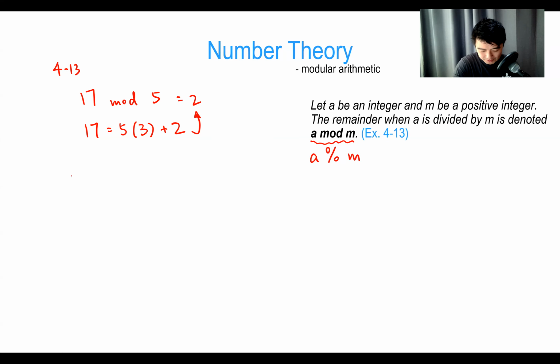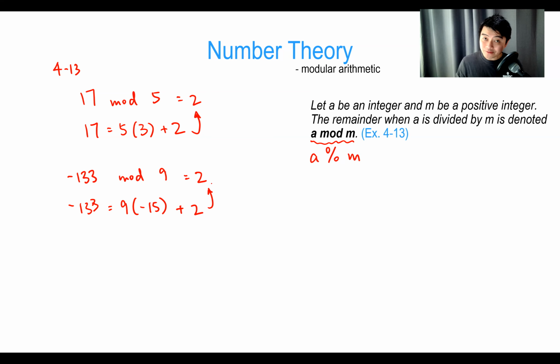Let's give another example here. What if I had negative 133 mod 9? This is equal to 2. So negative 133 is equal to 9 times negative 15, so please verify my math here, plus 2. Now remember, once again, that the remainder has to be between 0 and d minus 1. If I'm dividing by 5, the remainder has to be 0, 1, 2, 3, or 4. If I'm dividing by 9, the remainder has to range from 0 up to 8. So just remember that.